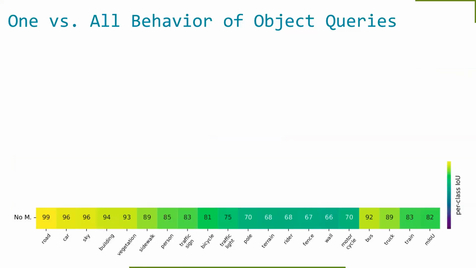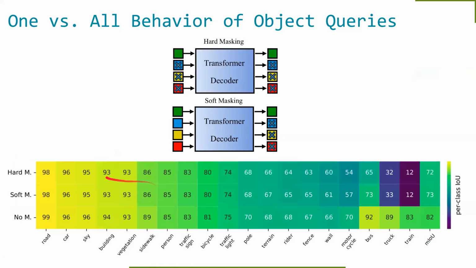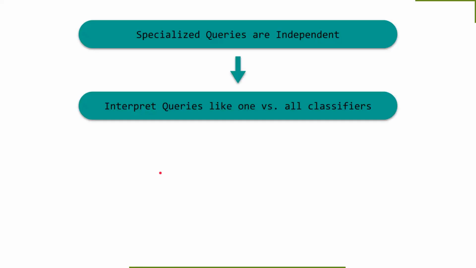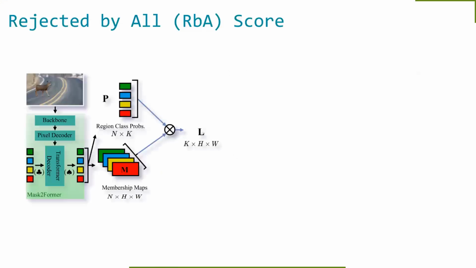And when we look at the per-class IoU scores, these are the original values without applying any masking. With soft masking, we can see that the performance is still consistent across most of the classes, and even with hard masking, the performance is still competitive. So the specialized queries are independent, so we would like to interpret these queries as one-versus-all classifiers, and therefore we define the outlier score as the probability of being rejected by all of the queries.